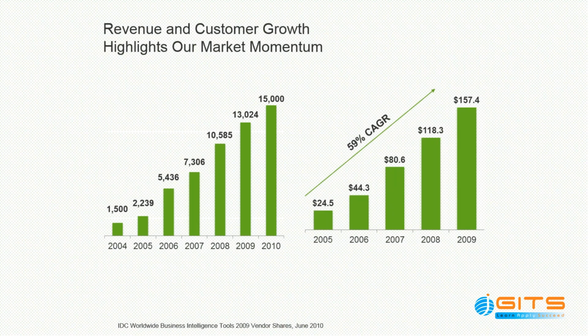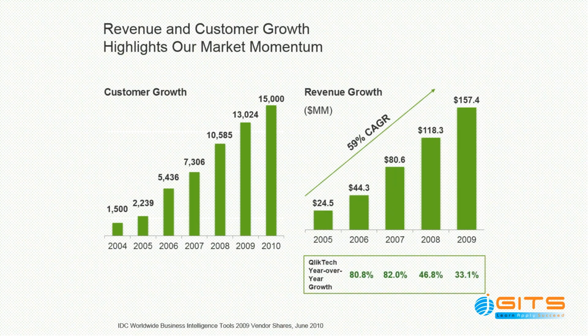We can see very well that it started in the year 2005 from a modest revenue of $24.5 million. It has outgrown to $157.4 million, which is almost a 59% compounded annual growth rate. So the growth percentage has been really high in the initial years, right from 80%, and still sustaining the momentum till today, somewhere around 30 to 33%.